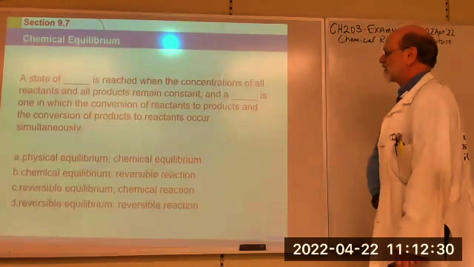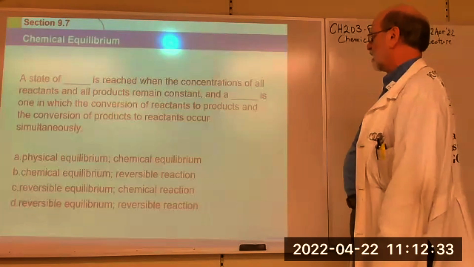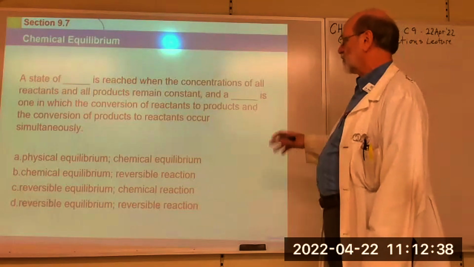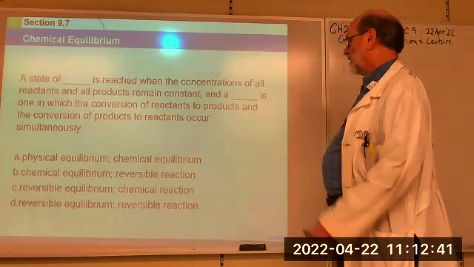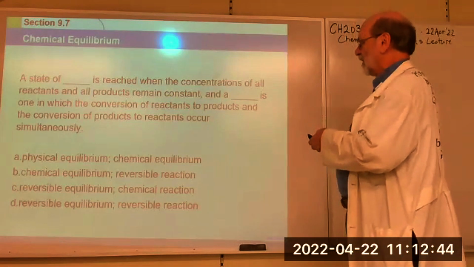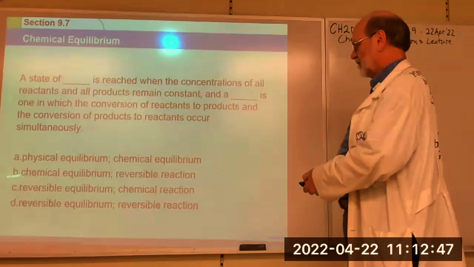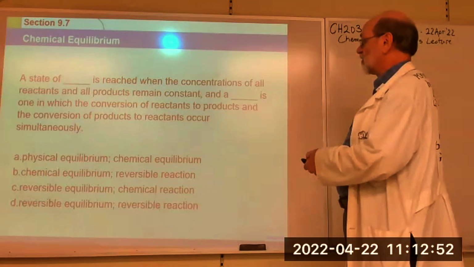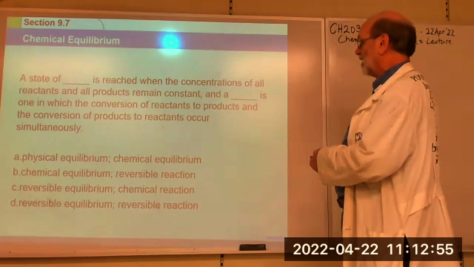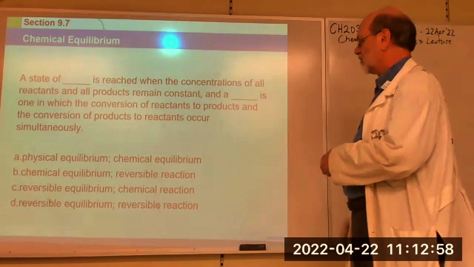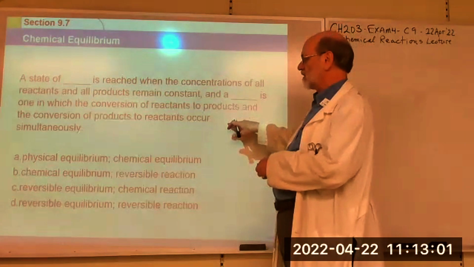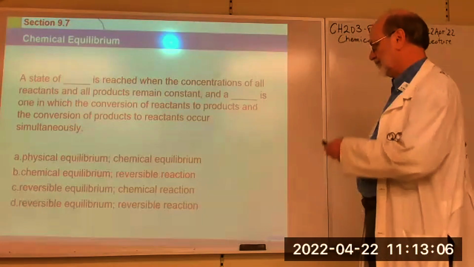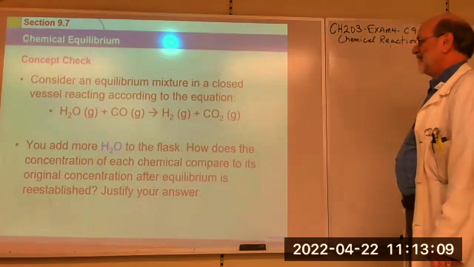Okay, a state of blank is reached when the concentrations of all reactants and products remain constant. And a blank is one in which the conversion of reactants to products and the conversion of products to reactants occur simultaneously. So a state of chemical equilibrium is reached when the concentrations of all the reactants and products remain constant, and a reversible reaction is one in which the conversion of reactants to products and the conversion of products to reactants occur simultaneously. Here we go.